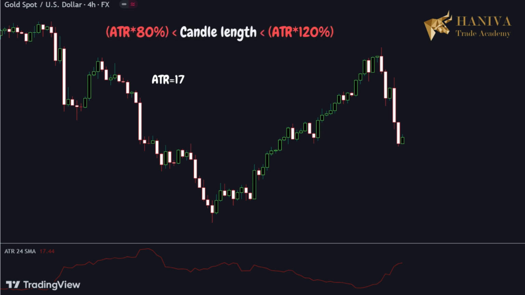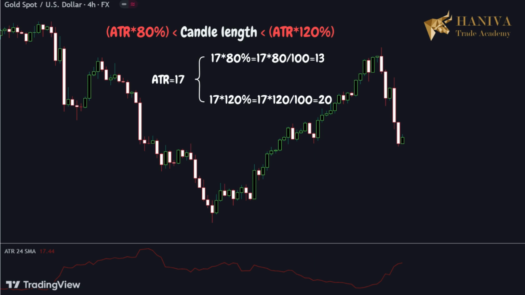However, we can consider a variance of 20%, which means the price movement over a 4-hour period should typically range from 80% to 120% of the ATR. Therefore, the length of the candles can be between 13 and 20. As a result, standard 4-hour candles should fluctuate by 13 to 20 pips. This value is unrelated to the color of the candle body. In other words, gold in the 4-hour time frame has the ability to move between 13 and 20 pips, which can be either a decrease or an increase in price.